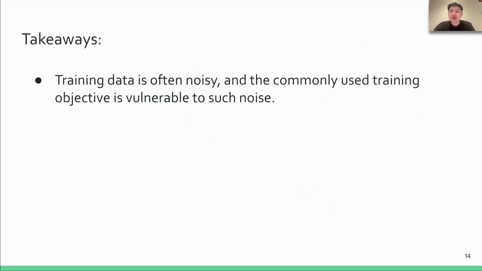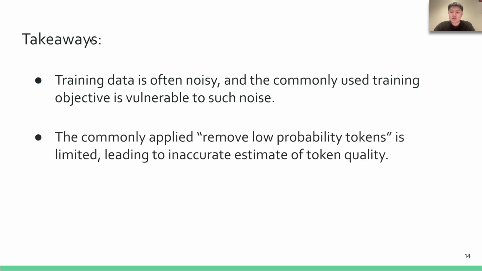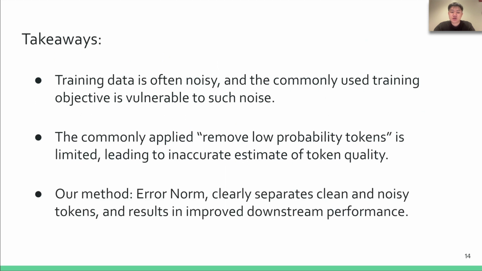To sum up, the takeaway is that the training data is often very noisy, and the commonly used training objective is vulnerable to this kind of noise. The commonly applied removal of low probability tokens is limited. It leads to an inaccurate estimate of token quality. Our method, on the other hand, the error norm, clearly separates between clean and noisy tokens and results in improved downstream performance. So, if you're pre-training or fine-tuning a language model on noisy text, you may want to use our method because it improves the performance while incurring minimal computational overhead.